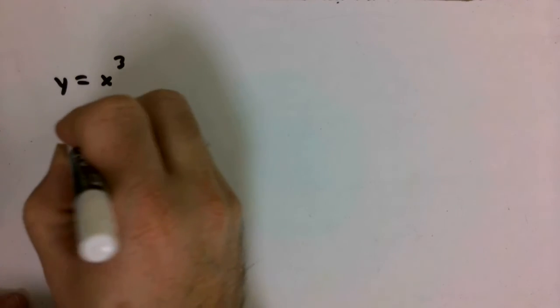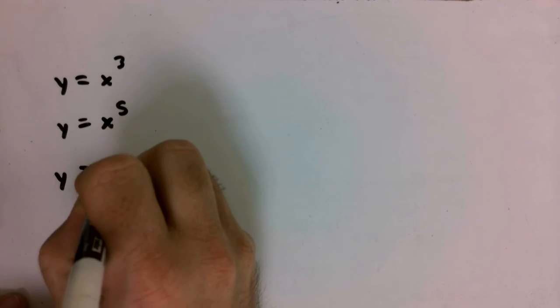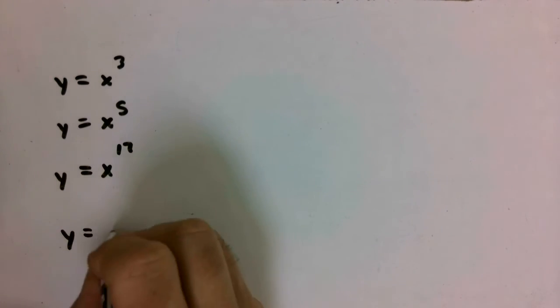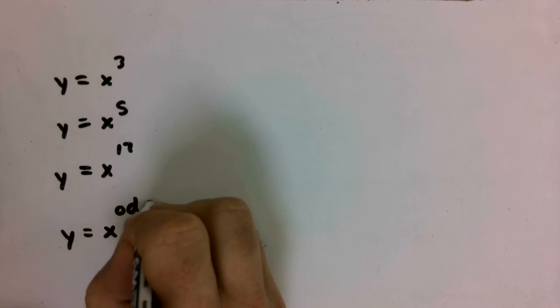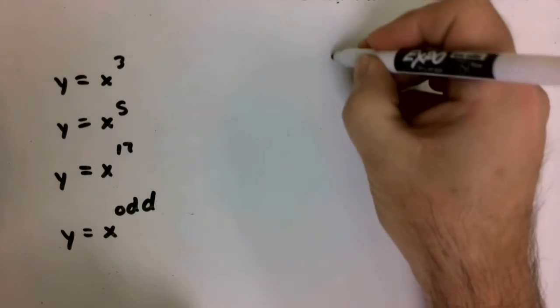Let's talk about what these graphs would look like if we had x raised to an odd power. So if you had a graph of y equals x to the 3rd, or y equals x to the 5th, or y equals x to the 17th, if in general you have an equation y is equal to x raised to an odd power, in general, that's what we're going to say. It's really an odd power 3 or larger, but that's fine. If you have y equals x to an odd power, what that graph is going to look like is this.